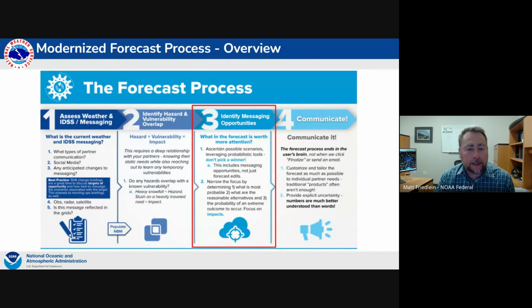The key with this here is that we're looking at the data sets not only deterministically but probabilistically, and we're marrying that with the vulnerability aspect too, and identifying messaging opportunities throughout the process, and then that importance of communicating that. And that, especially nowadays, means effective key messages, which support all of our different forms of messaging that we have.